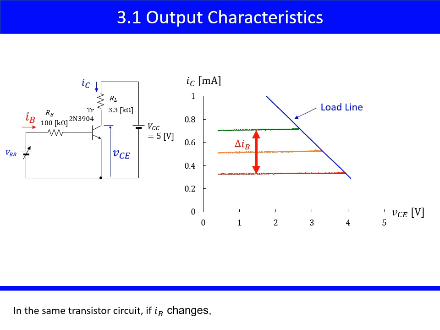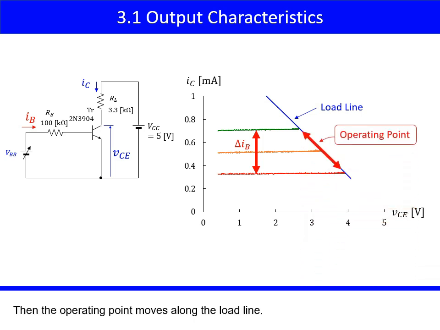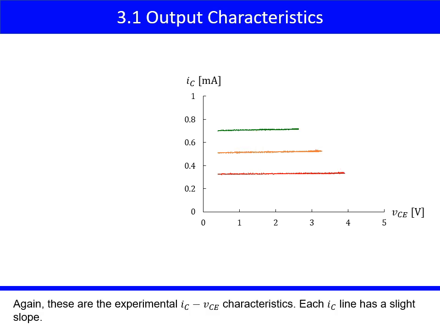In the same transistor circuit, if IB changes, then the operating point moves along the load line. Again, these are the experimental IC-VCE characteristics. Each IC line has a slight slope.